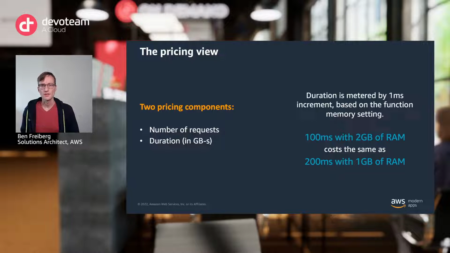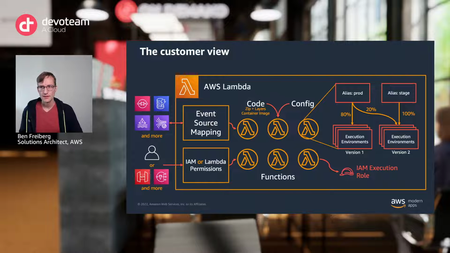So from the customer's point of view, Lambda as a service means you can upload your code or container image and you can configure your functions. This includes IAM and resource-based permissions. It can be event source mappings, but also things like versions and aliases.